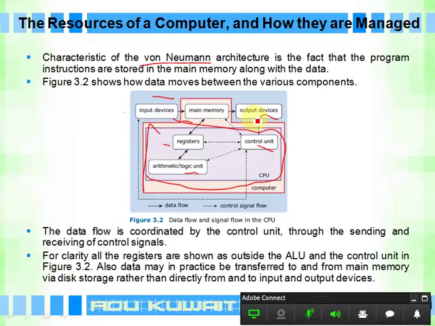Whatever the program or the input is, it comes to the main memory, and from the main memory it goes to the register, from the register to the ALU, and the control unit will also take some instructions and will process this according to the instructions.